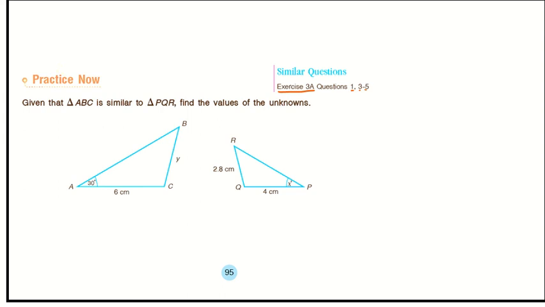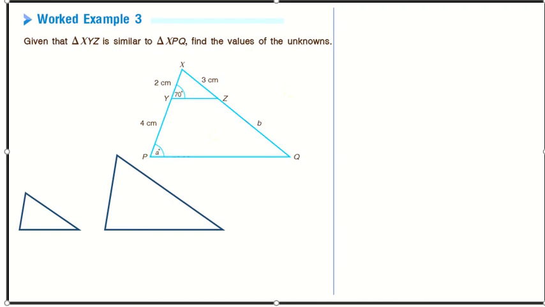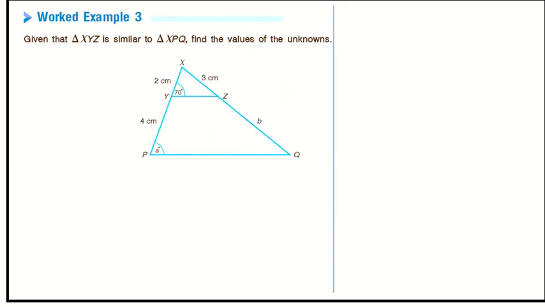Let us look at example number 3. So, given that triangle XYZ is similar to triangle XPQ, find the values of the unknowns. So we need to know what is A and we need to know what is B.